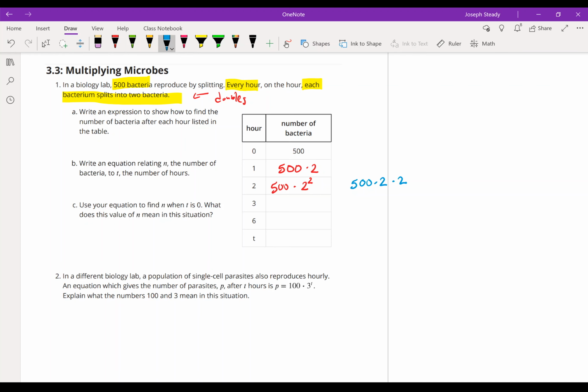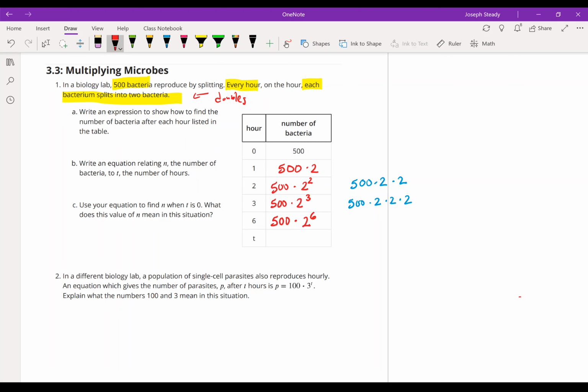Okay, well, when 3 hours have passed, I'm going to multiply by 2 again. So 500 that we started with, times 2 for 1 hour, times 2 for another hour, times 2 for that third hour. And again, I can shortcut this expression by writing it as 500 times 2 to the third. So you might kind of see where this pattern is going. If it's been 6 hours, well, then I'm going to have 500 to begin with, and I'm going to double it. I'm going to multiply it by 2 6 times. So it's times 2 to the 6th power.